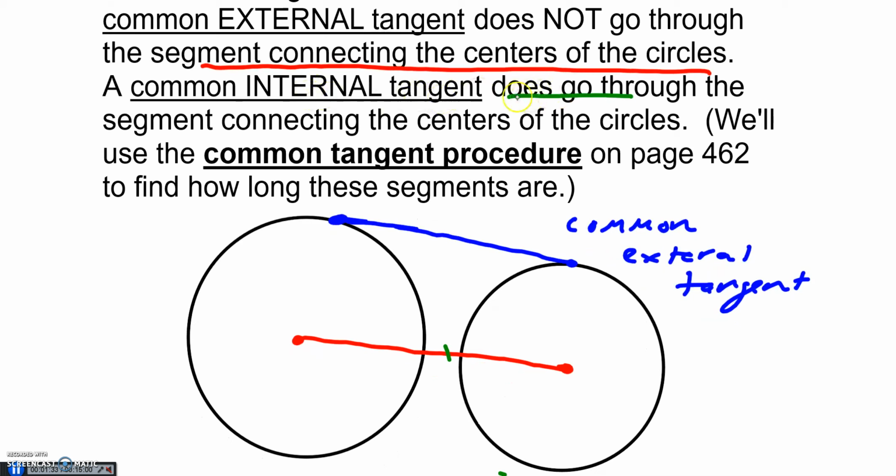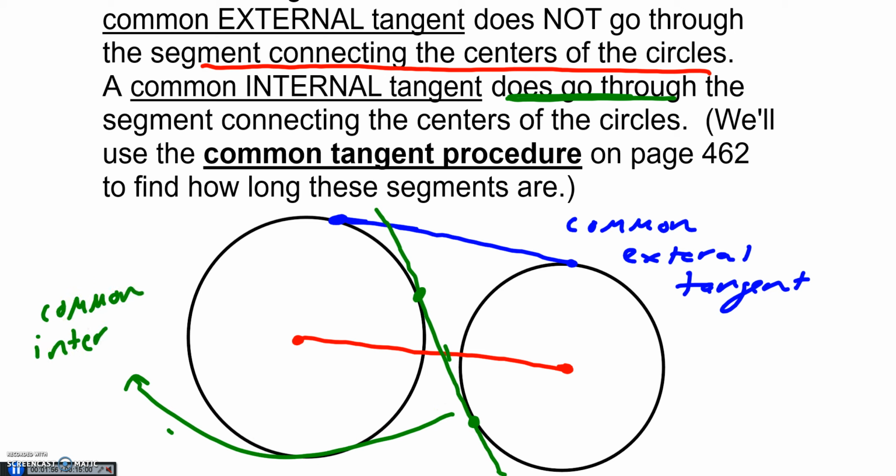A common internal tangent does go through the segment connecting the centers. So with the best of my ability on this screen, I drew a line that looks like it hits this circle one time and then hits this circle one time, there would be a point of tangency and there would be a point of tangency. This would be called a common internal tangent. And so your goal for this section would be to find the length of just this piece, because that's the segment. It goes from point of tangency to point of tangency.